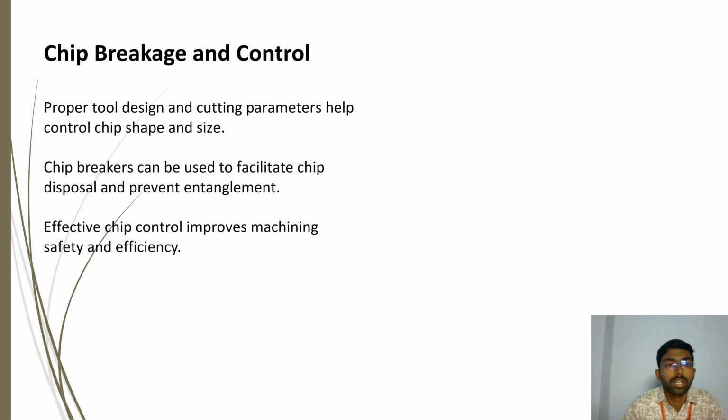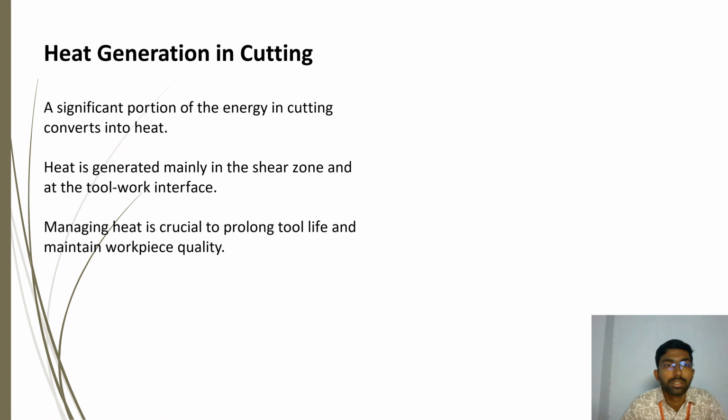Chip breakage and control. Proper tool design and cutting parameters help control chip shape and size. Chip breakers can be used to facilitate chip disposal and prevent entanglement. Effective chip control improves machining safety and efficiency.